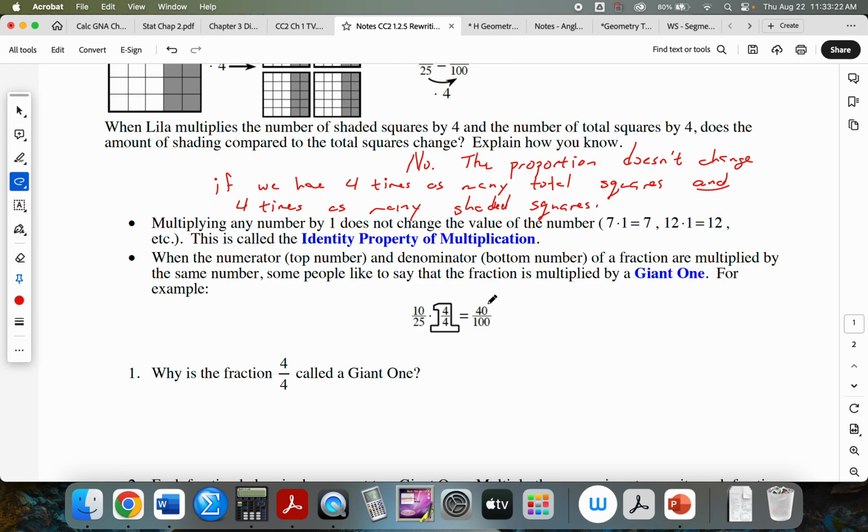So is this value, is this proportion different than this one? Are they different? Absolutely not. Do they look different? Yes. Yes, Ben. Yes. Let's try and go between classes, gentlemen.